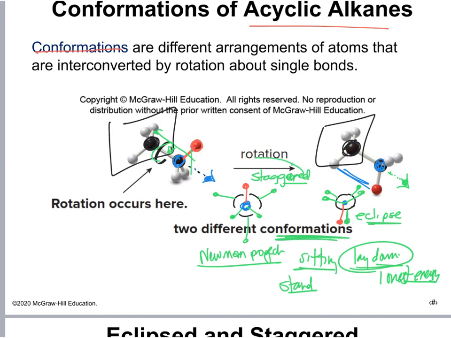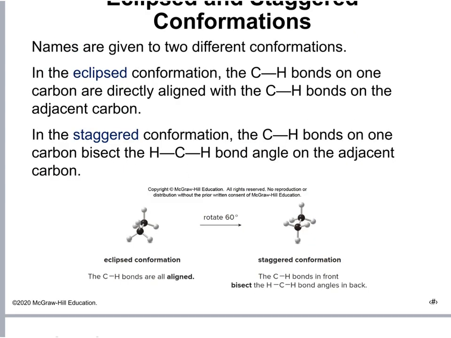Well, you're going to find that staggered, with all of these atoms far apart from each other, is going to have a lower energy. And lower energy is preferred. Eclipsed, these are going to have some static energy. And that's what we're showing you here. The eclipse formation is here, where this one here is directly in front of here.